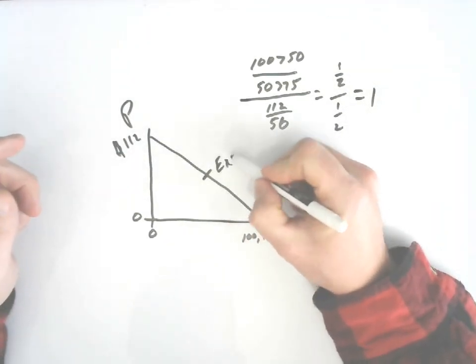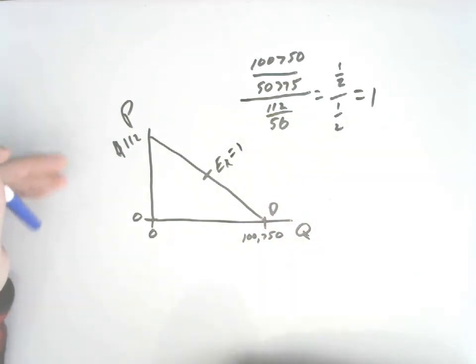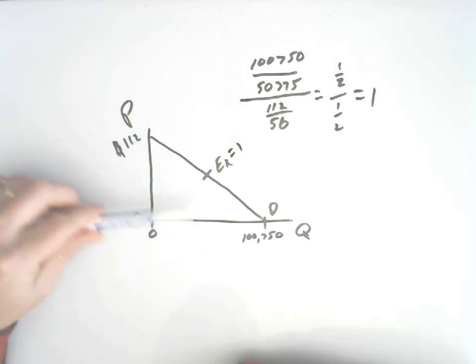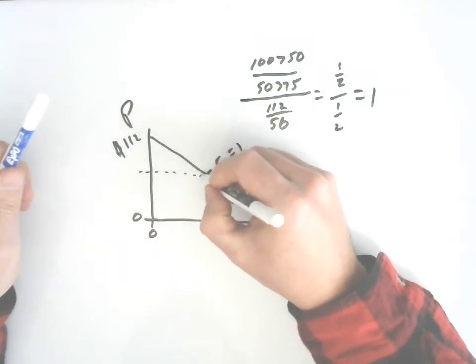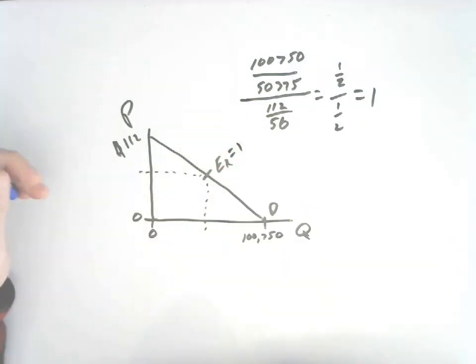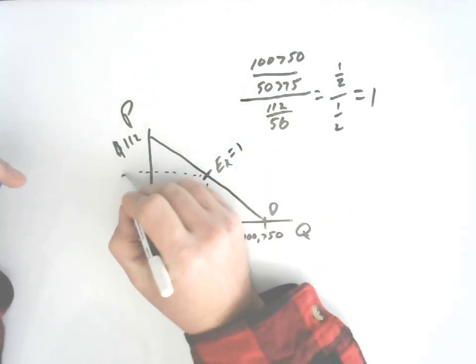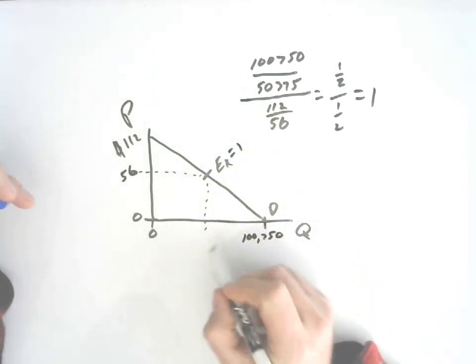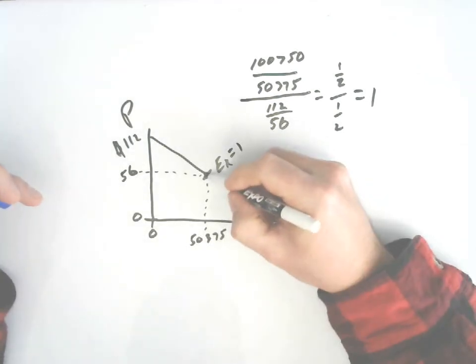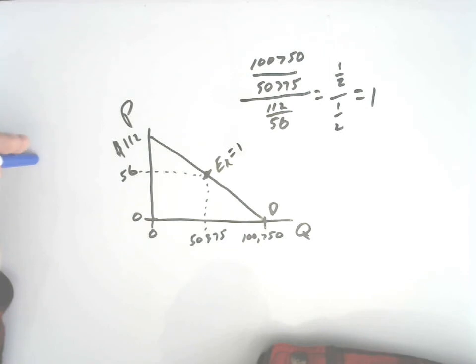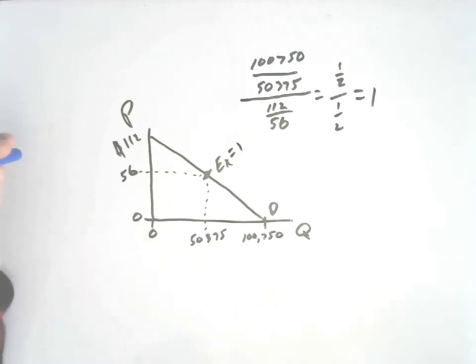Again, what was the point of that experiment? Just to prove to you, it doesn't matter what the intercepts are. The midpoint of a demand curve, in other words, in this case at a price of 56 and a quantity demanded of 50,375, at that point demand is going to be unit elastic, and it's at that point that total revenues will be maximized.